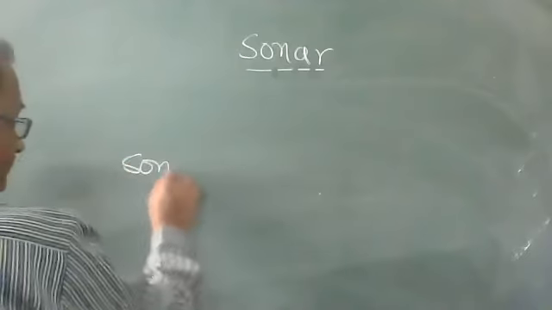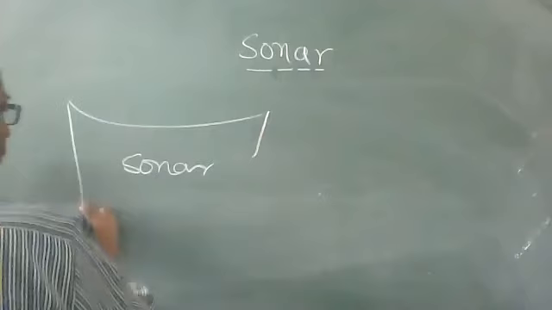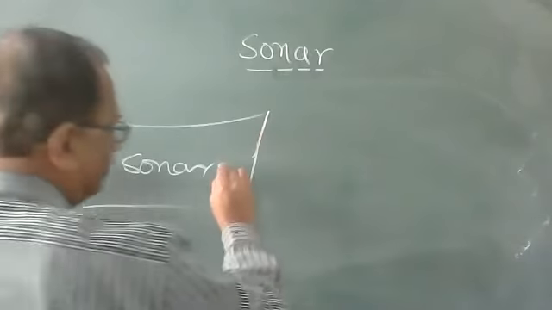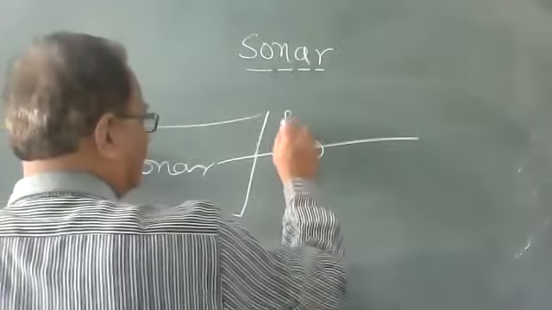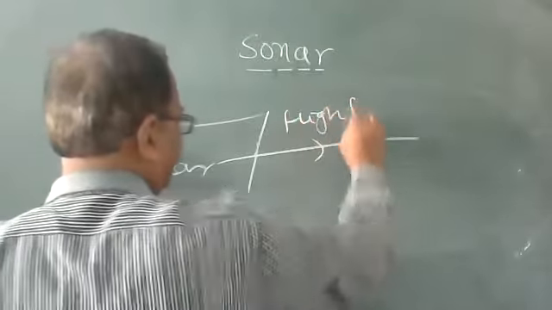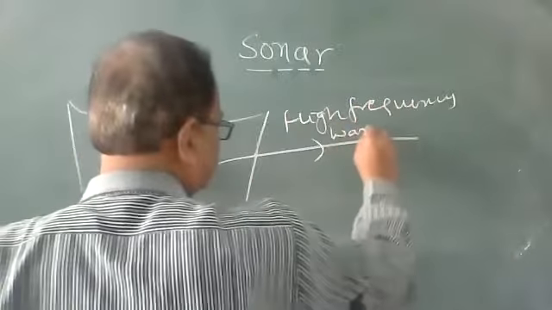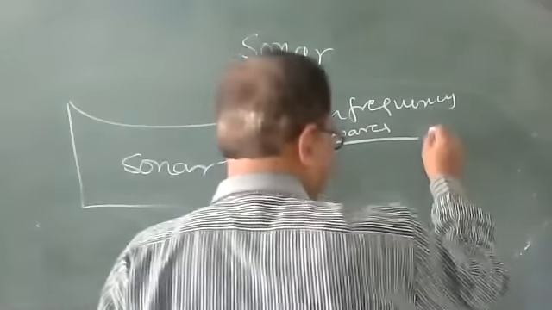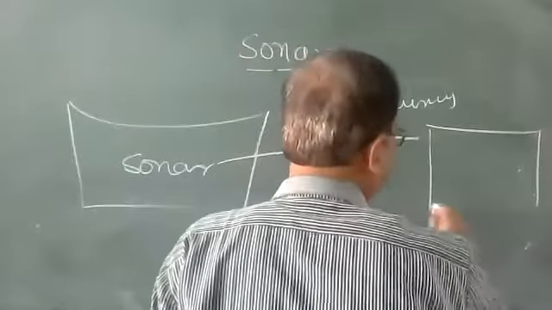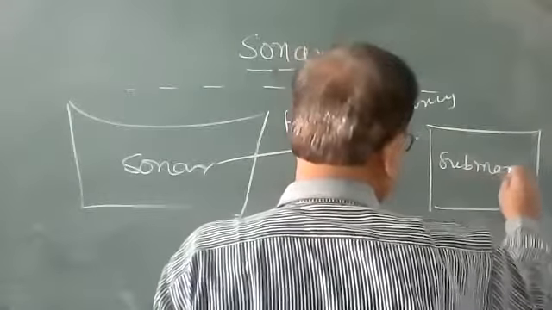So here there is a sonar, fitted in a ship. The sonar sends signals, high frequency waves, which are allowed to go towards a distant object. Here there is another vessel, a submarine, inside the water.